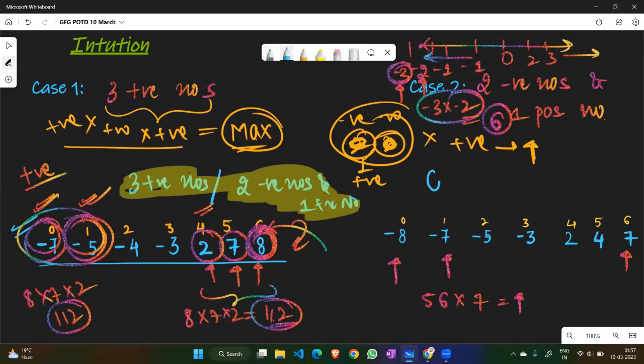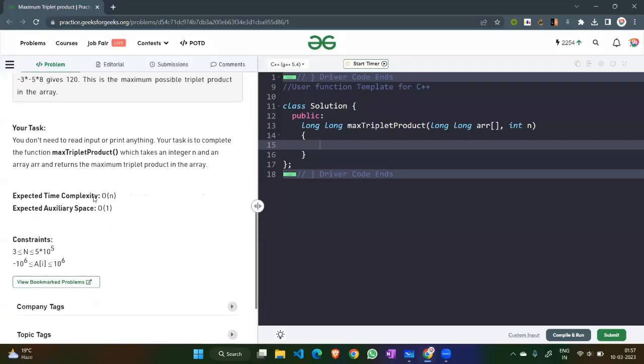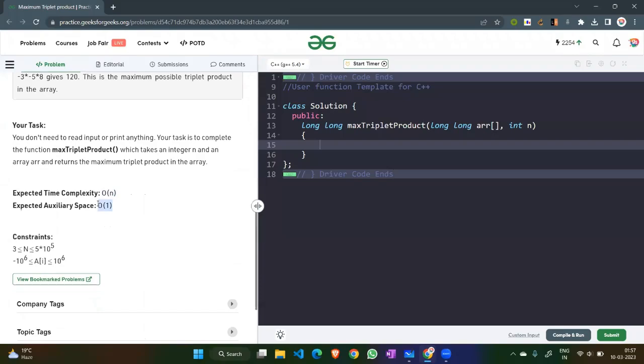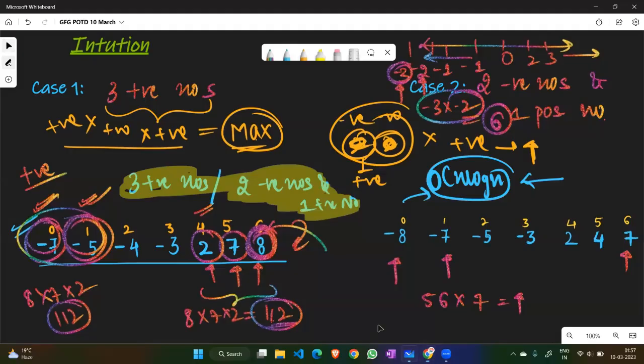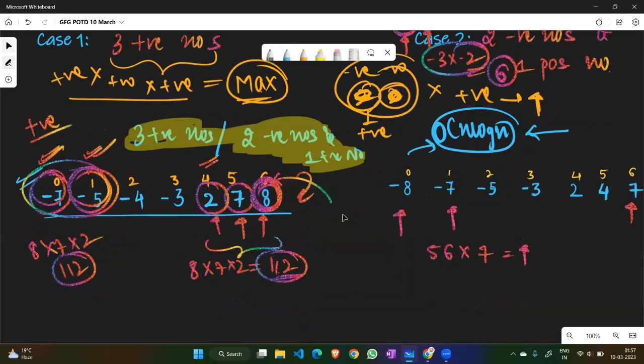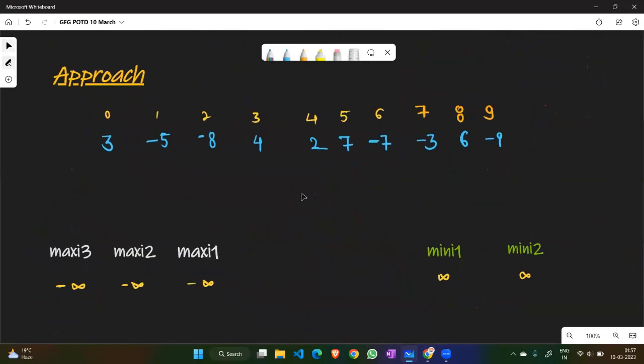So we can say this approach will take O(n log n), because we generate a sorted array. But we have to think of something in O(n), because the question requires O(n) time and O(1) space complexity. So how can we do that? Here is an approach that we will use.